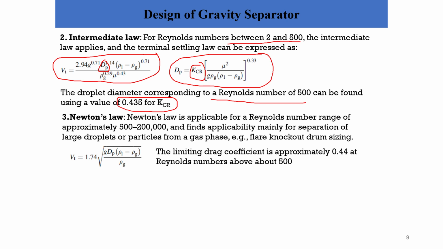And the last one is Newton's law. Newton's law applies when you have, for example, Reynolds number greater than 500 up to 200,000. This means that you can simply find Vt based on this formula.